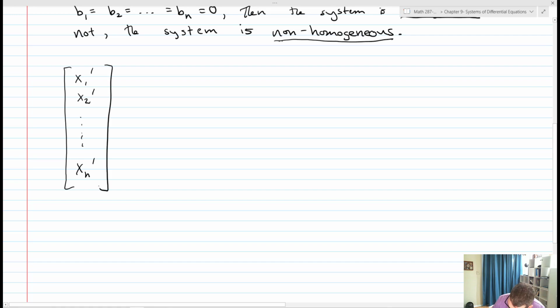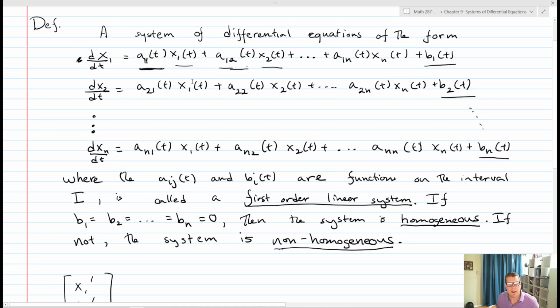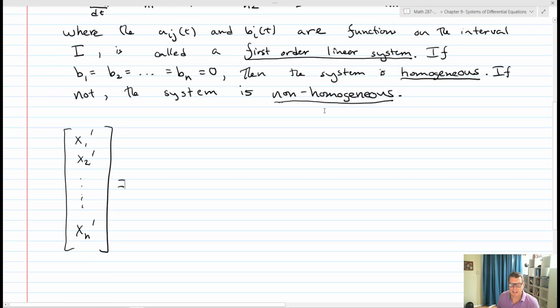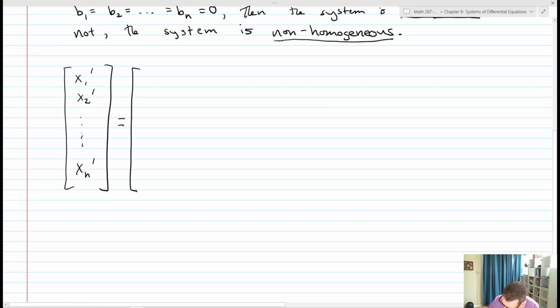And so that's my vector of derivatives, and that'll equal then, and notice that x1 of t all the way down is going to correspond to this first column, right? And you can see that we've got the same notation that we've been using for matrices here too. So we've got the matrix notation in addition to the notation for the function. So that's going to equal a matrix function, made up of a11 of t, a12 of t, and so on and so forth, all the way down to a1n of t.